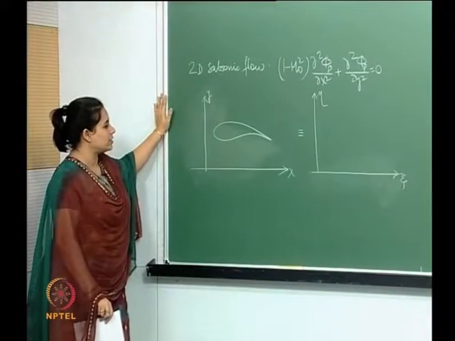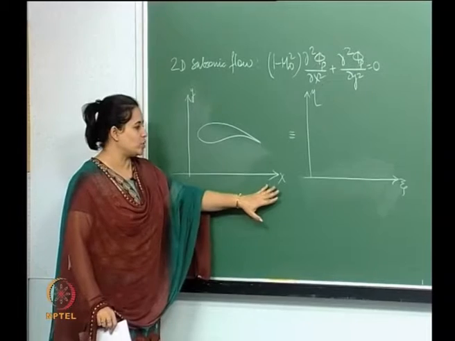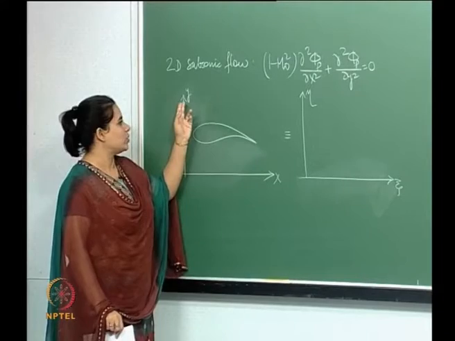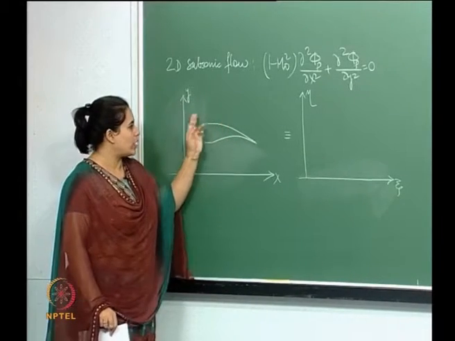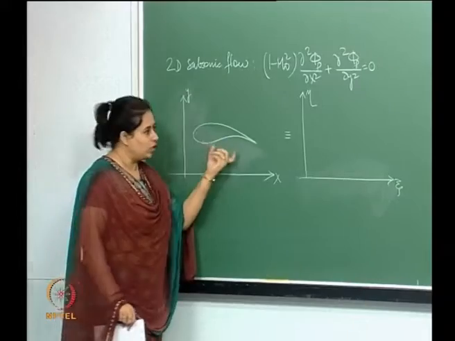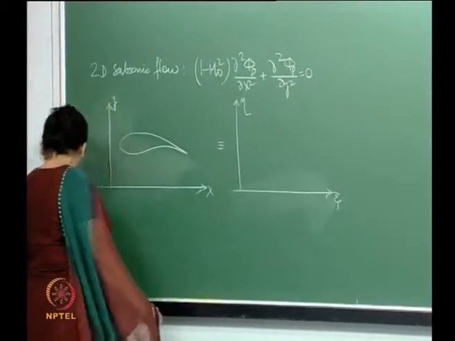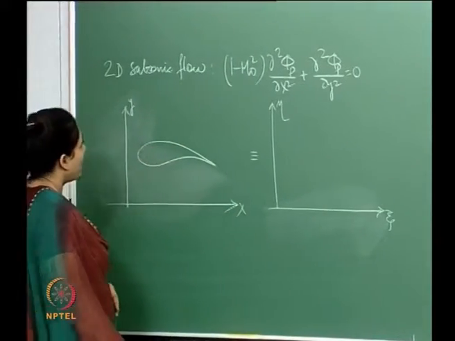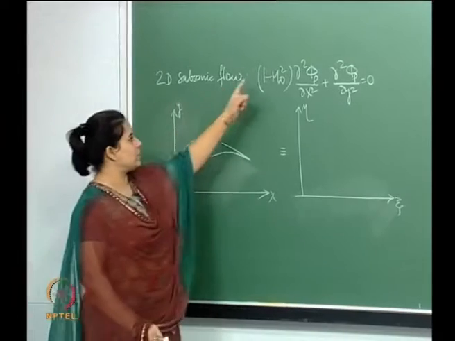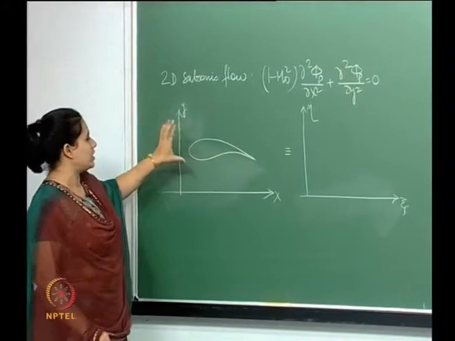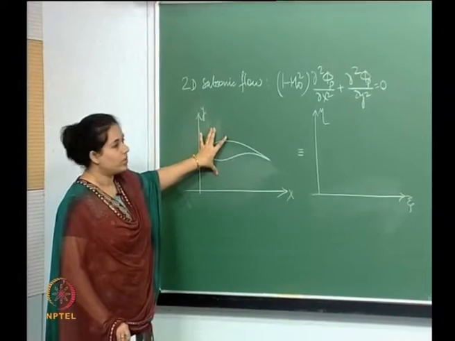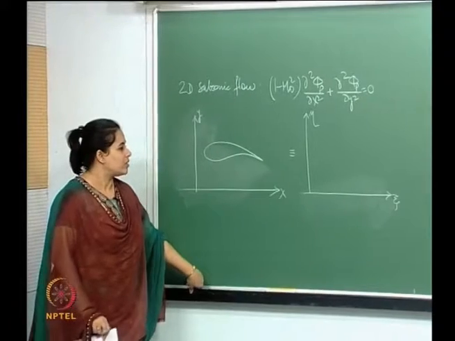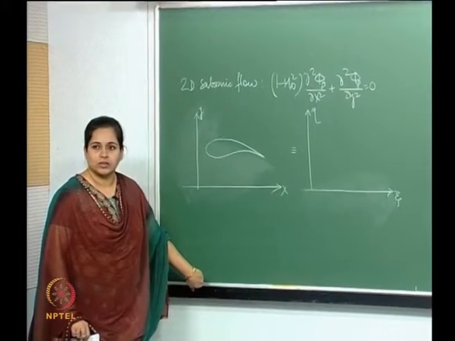Now, what exactly is the transformation? What is the relation between x and z, and between y and eta? And what happens to this shape? How does this airfoil look in this coordinate system? Another question is, what happens to this equation? This is the governing equation in the x y coordinate system, and how does that change in this coordinate system? These are some of the questions we'll try to answer.